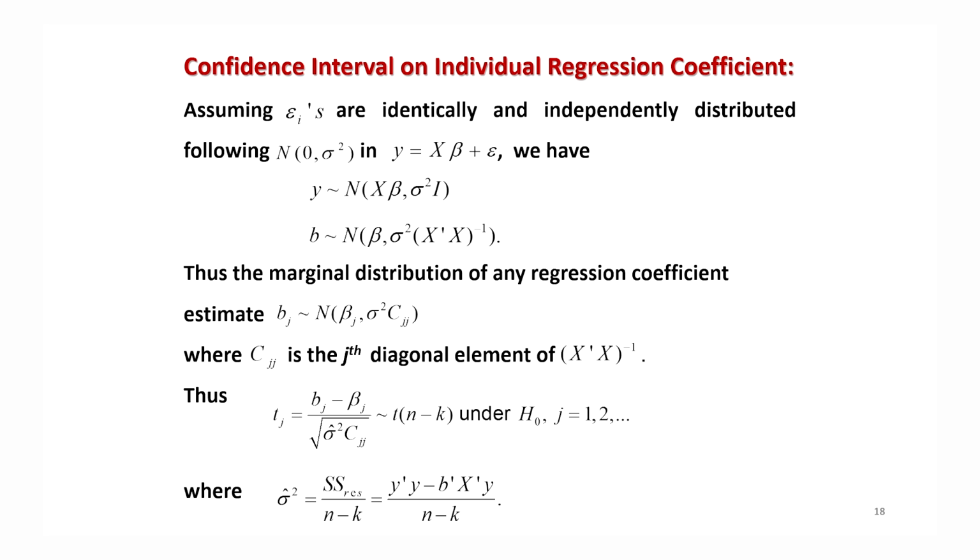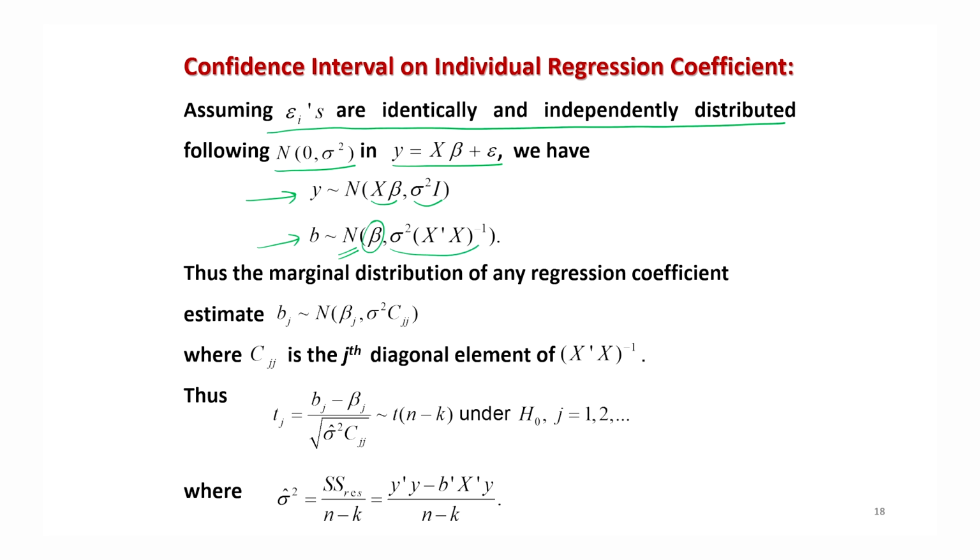regression coefficient. So here now once again I have to assume that epsilon i are identically and independently distributed following the normal distribution with mean 0 and variance sigma square in the model y equals x beta plus epsilon, and so I can say here that y will also be following a multivariate normal distribution with mean vector x beta and covariance matrix sigma square I. And since this ordinary least square estimator is a linear function of y and y is normally distributed, so I can say that the ordinary least square estimator, that is b vector, will also be following a multivariate normal distribution with mean vector beta and covariance matrix sigma square x transpose x whole inverse.